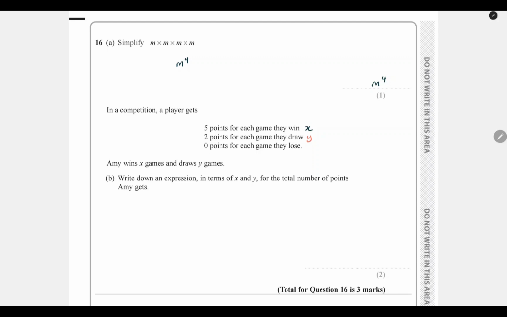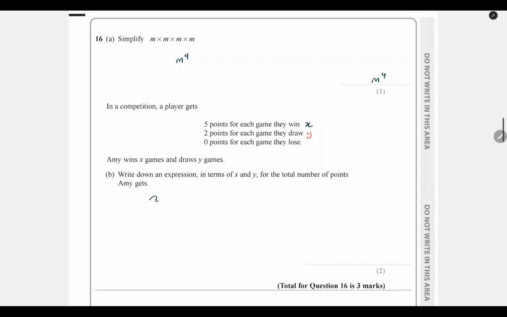And as we get 0 points for each game they lose, we don't have to worry about games that they lose. So you get 5 points for a win, so it's 5 times X, which is 5X. And you get 2 points for a draw, so it's 2 multiplied by Y for every draw. And so our expression is 5X plus 2Y.